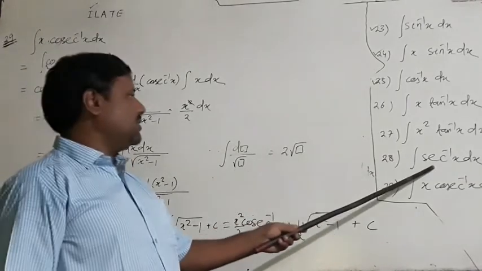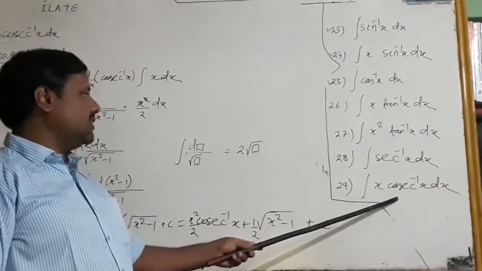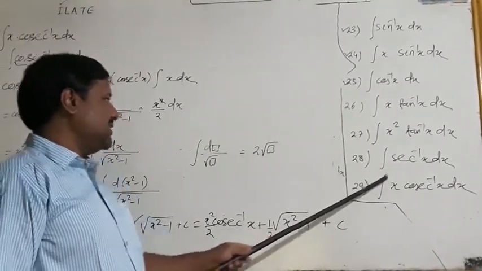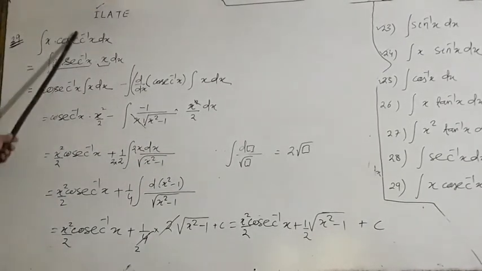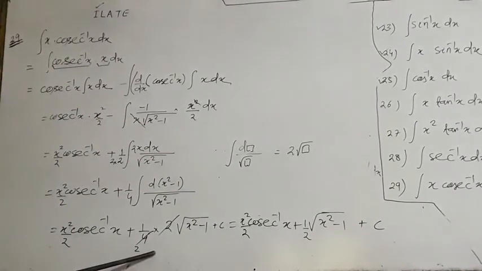Now take a screenshot of this problem 29 because I made some mistakes. Sec inverse x and x cosec inverse x, I was erasing sec inverse x and putting cosec inverse x. That's why there were some mistakes. Now finally you have to take the screenshot and write it in your copy.